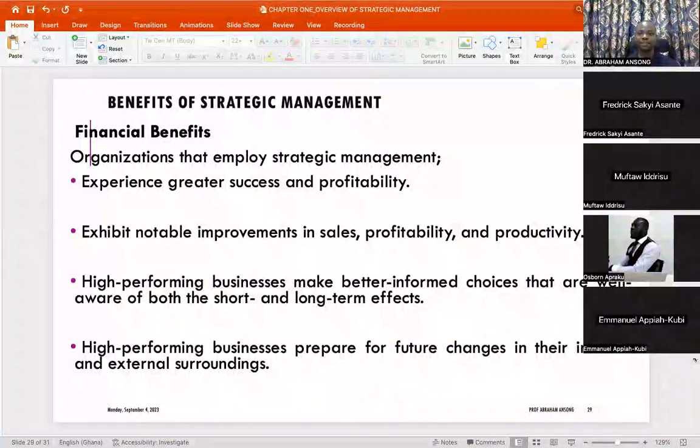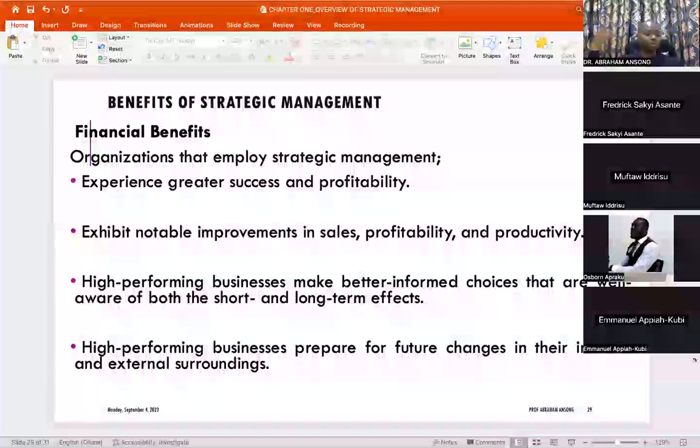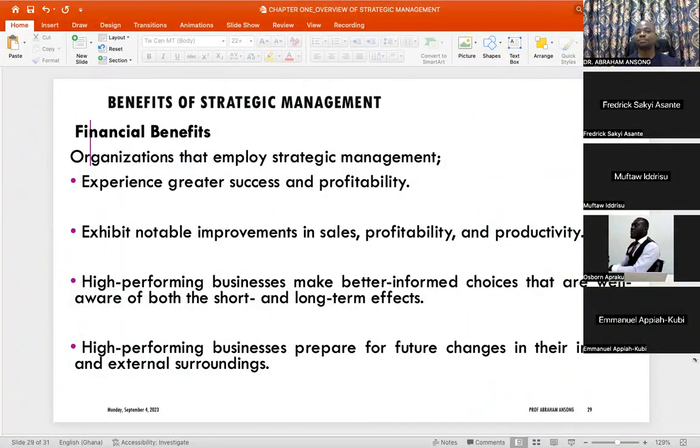High-performing businesses make better informed choices that are well aware of both the short and long-term effects. So strategic management helps you to pay attention to both long-term and short-term. We said it has long-term orientation, but it is based on what is happening in the past and what is happening today. High-performing businesses prepare for future changes in their internal and external surroundings. And strategy helps you to be able to do all that.